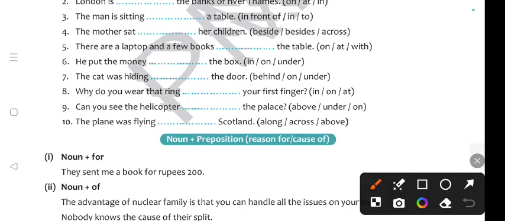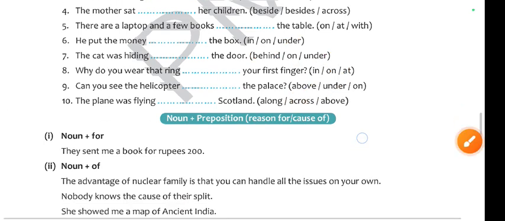Next one, the cat was hiding behind the door. Next, why do you wear that ring on your first finger? Can you see the helicopter above the palace? The plane was flying across Scotland.